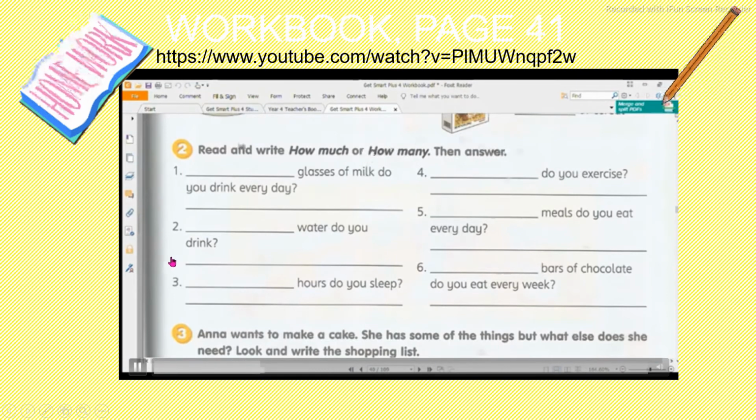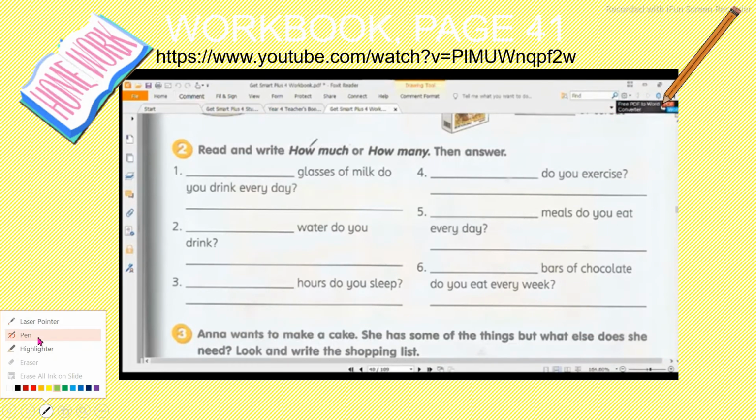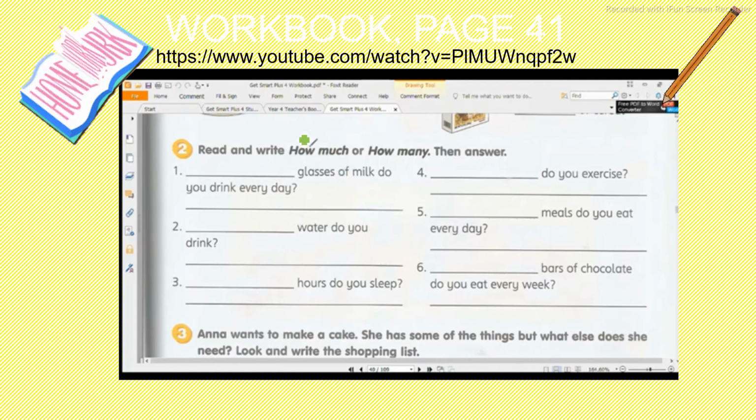Okay, since this is a recap, you have to remember what we learned before. How much, how many. How much is used to ask about uncountable nouns. We use how much to ask about the quantity or amount of things that cannot be counted, uncountable. Okay? So, how many for countable, can be counted?